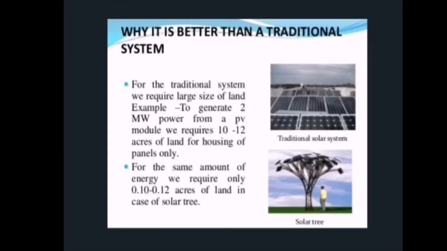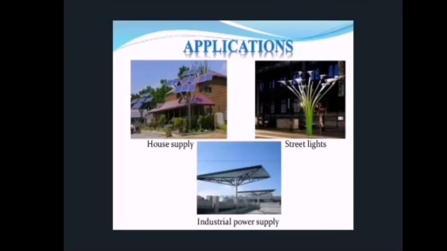Why is it better than a traditional system? For the traditional system, we require a large size of land. For example, to generate 2 MW power from a PV module, we require 10 to 12 acres of land housing panels only. For the same amount of energy, we require only 0.10 to 0.12 acres of land in the case of a solar tree. Applications: house supply, street light, industrial power supply, etc.